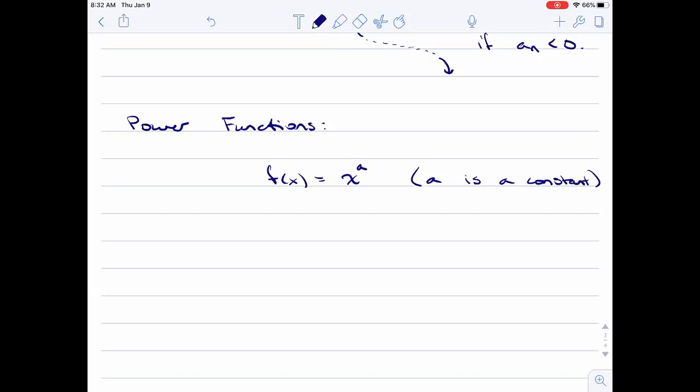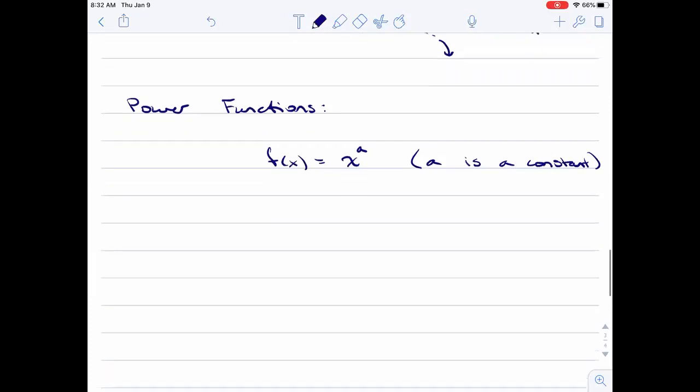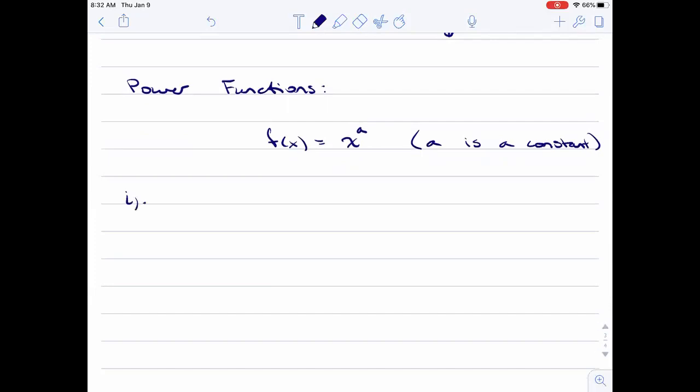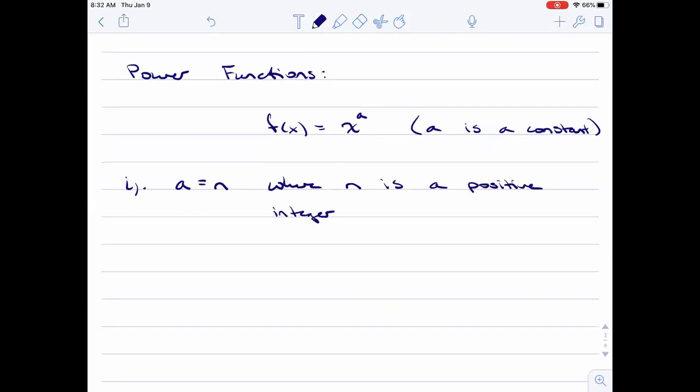There's a couple of different options for a, right? So a can be just an integer, a positive integer. We can move into negative integers. So we'll talk about the first one: if a equals n, where n is a positive integer, well, x to the power of n, that's what we were just talking about, right? So where n is some positive integer, and so now we're just in a polynomial.